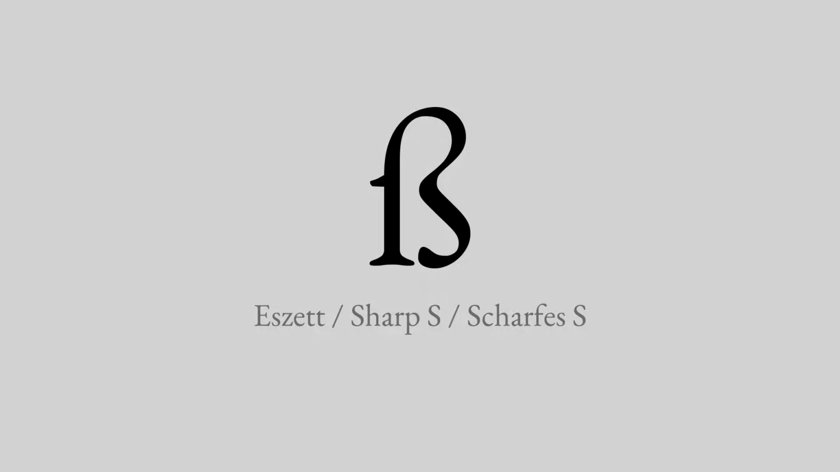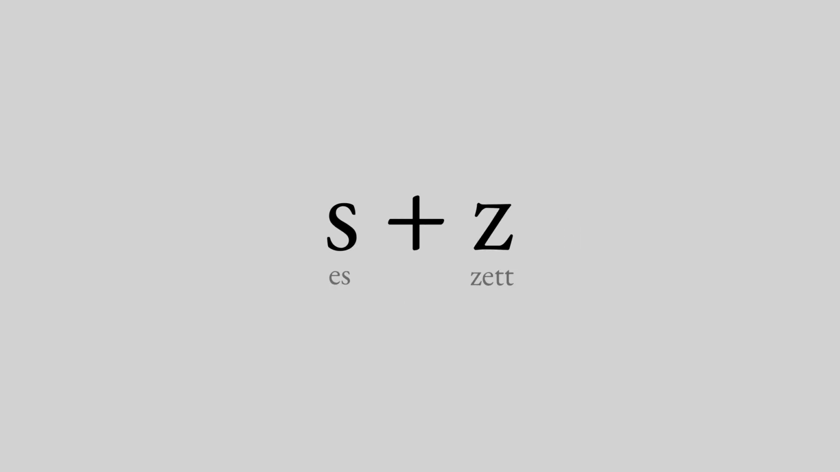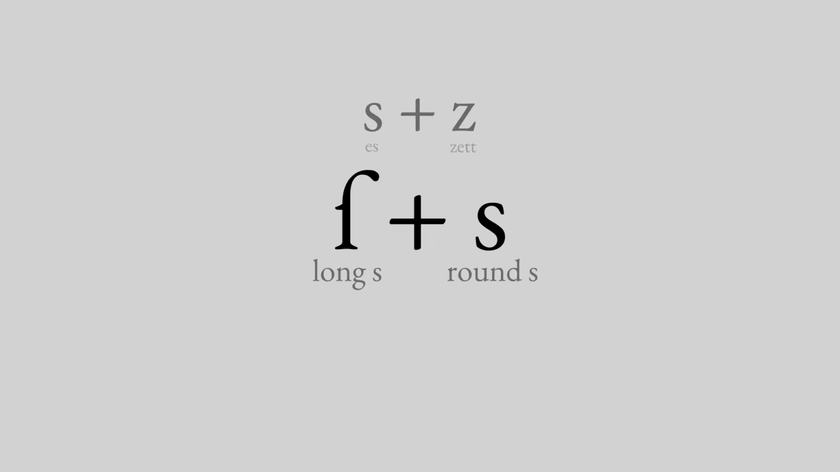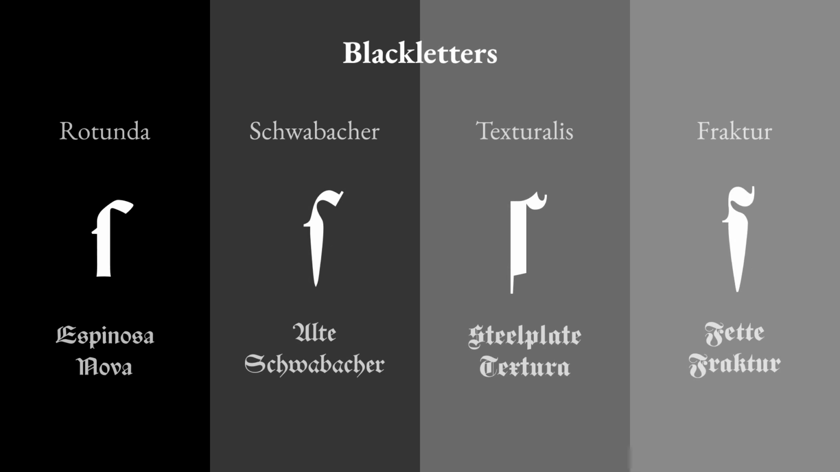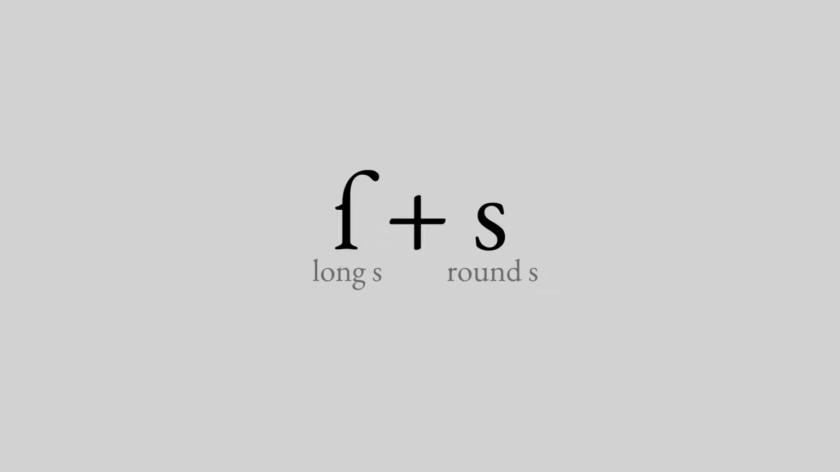Another notable case is the German Eszett, or sharp S. Although the name Eszett phonetically suggests a combination of S and Z, it is often written as a ligature of the long S and round S. Tracing its roots, this character emerged from the late medieval and modern German digraph SZ, which in blackletter was stylized as a long S followed by a tailed Z. So why is it written as a combination of long S plus round S today?